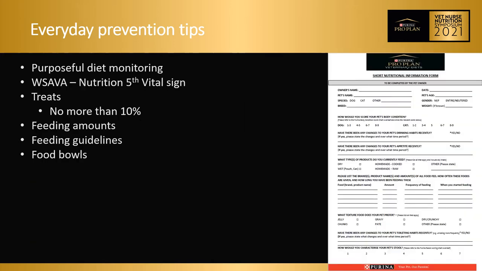Another effective tool in obesity prevention is purposeful monitoring of the animal's diet and feeding regime. The WSAVA describes nutrition as the 5th vital sign after temperature, pulse, respiration and pain, and a nutritional assessment should ideally be performed in all pets at every visit. And we can look at utilising diet questionnaires to aid you with that. But the point is that we do this at every visit.